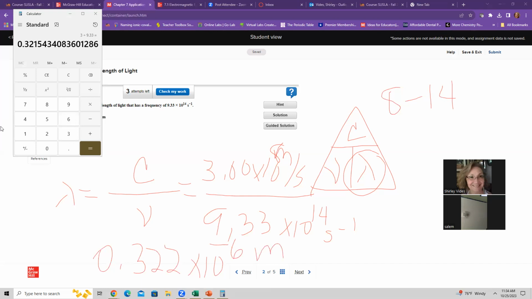We need it in nanometers. But let's just first go up 1, as we decrease the exponent by 1. So it's 3.22 times 10 to the negative 7 meters. Now we need to go to nanometers, so we multiply it times 10 to the 9. Sorry, I said the 6 again. Which gives us 3.22 times 10 to the second nanometers.